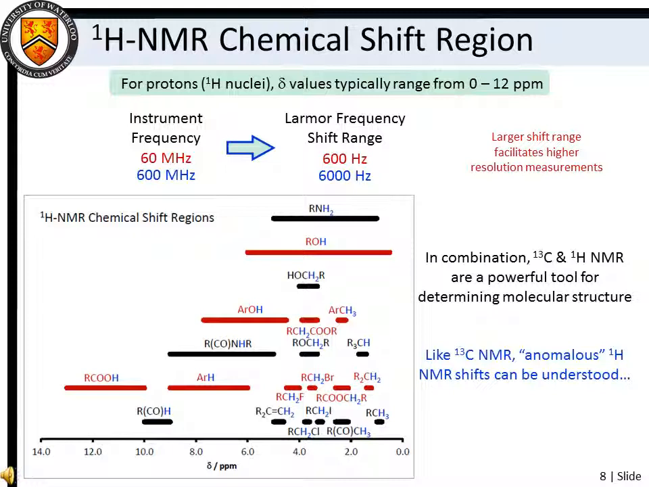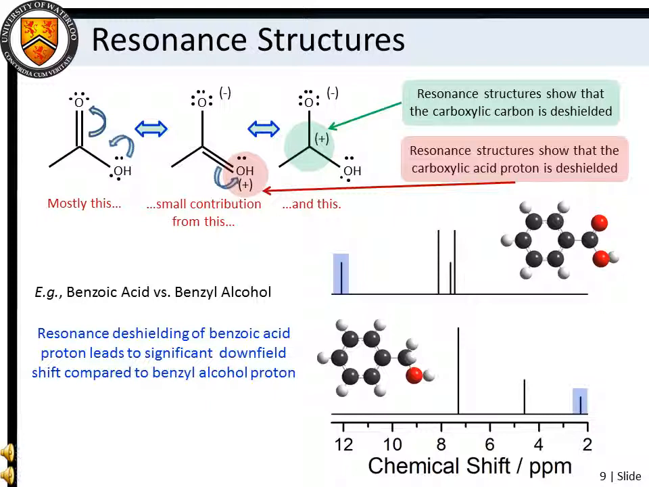For example, carboxylic acid protons and protons bound to aromatic carbons are especially de-shielded compared with most other proton chemical environments. The chemical shifts of carboxylic acid protons can also be explained in terms of resonance structures. In this case, the same resonance structure that donates electron density to the carbonyl carbon results in de-shielding of the acidic proton. If we compare the chemical shift of the OH proton in benzyl alcohol to that of the OH proton in benzoic acid, the importance of this electron density donation is apparent.